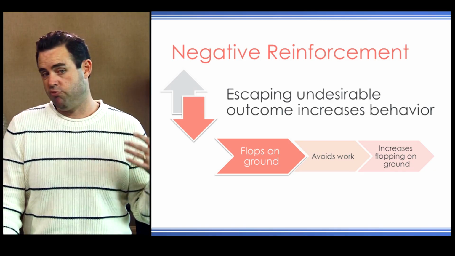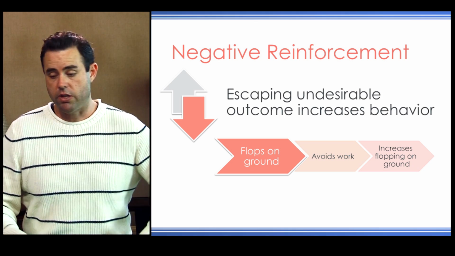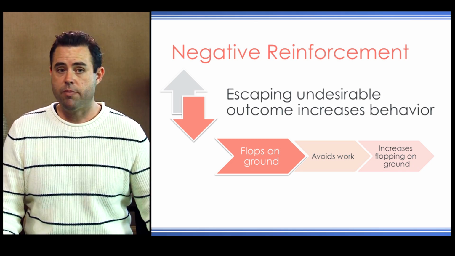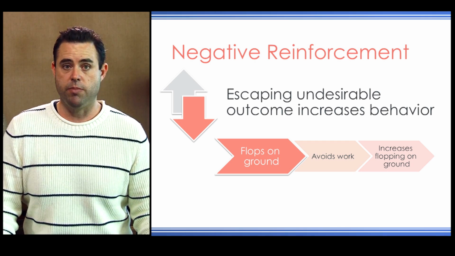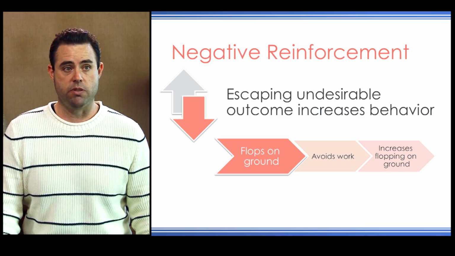All right. So child may flop to the ground and therefore avoid work. All right. So while I'm flopping on the ground, I'm not sitting in my chair and I'm not doing this task that you're asking me to do. And so the more I flop on the ground, the more I get to escape this demand.